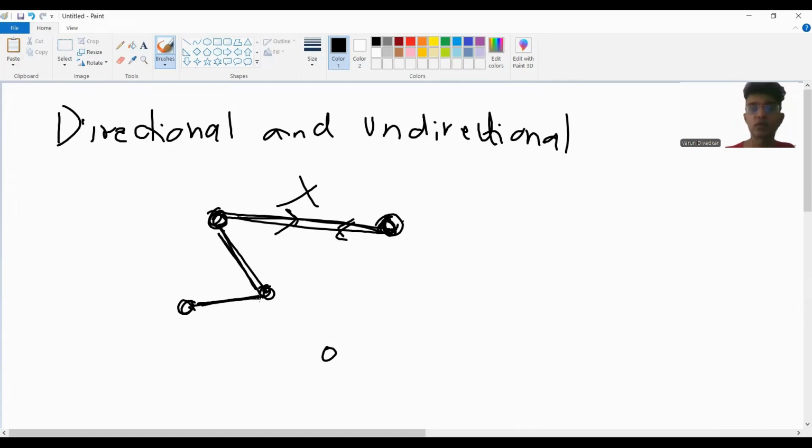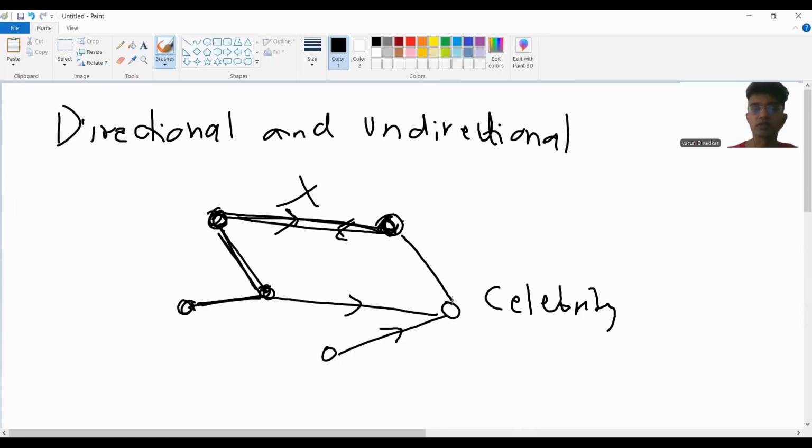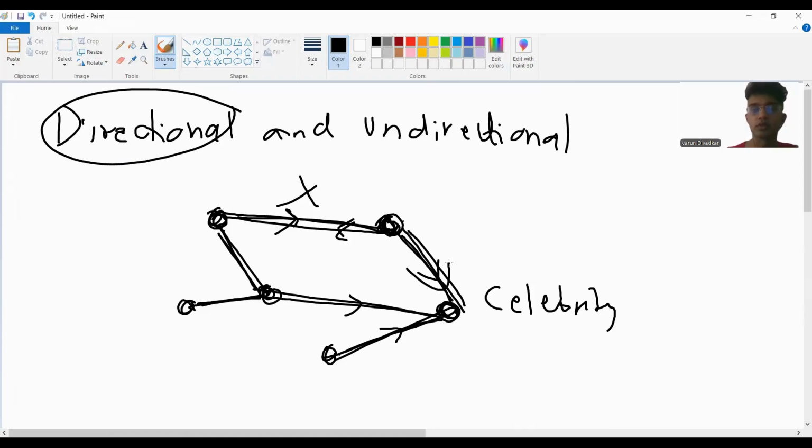But then take, for example, this is a celebrity account or something like that. And this person follows the celebrity, this person follows the celebrity, this person follows. So the celebrity is being followed by these three people, but this celebrity doesn't follow them in return, right? So that's a directional graph. There is a single direction here, from follower to celebrity. All right, so that's the concept of directional versus unidirectional connections, right?